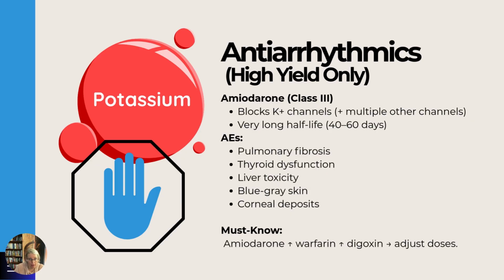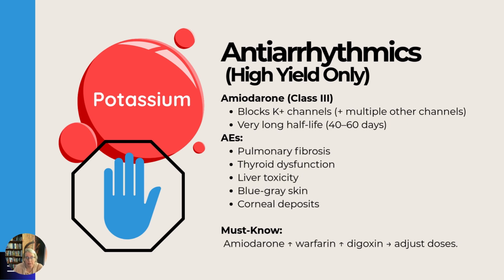Okay, so here's our high yields. Amiodarone is the class 3. This is blocking the potassium channels and multiple other channels. It also blocks sodium, calcium channels, and beta receptors partially. Amiodarone is really used only with recurrent VFib, and it has a reverse dependency, meaning that the more you need it, the less good it works.